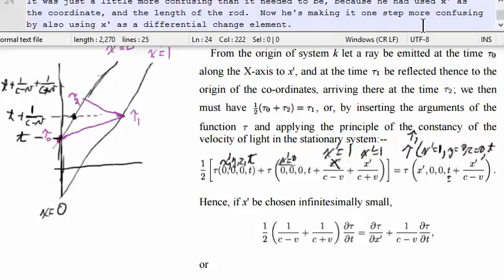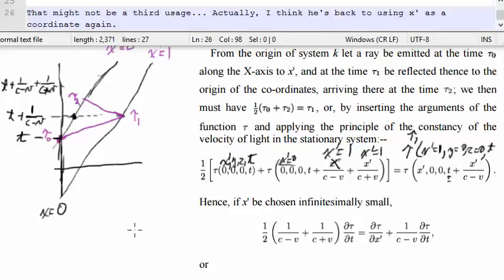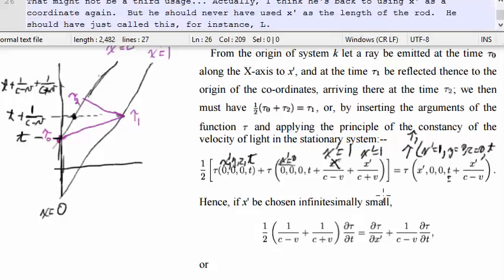And now he's using it as the length of the rod, which is x prime here. Now he's making one more step confusing by also using x prime as a differential change element here. That might not be a third usage, actually. I think he's back to using x prime as a coordinate again. But he should never have used x prime as the length of the rod. He should have just called this, for instance, L prime or something along that line. L prime here, L prime here. Then we'll have L prime here, L prime here. Multiply this by L prime, and then put L prime here.